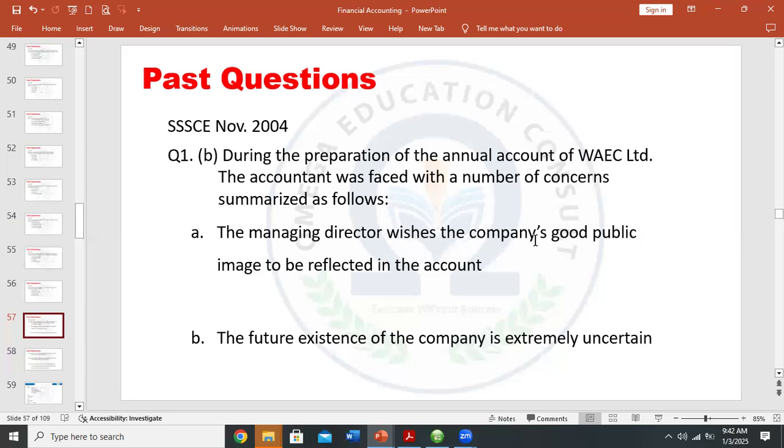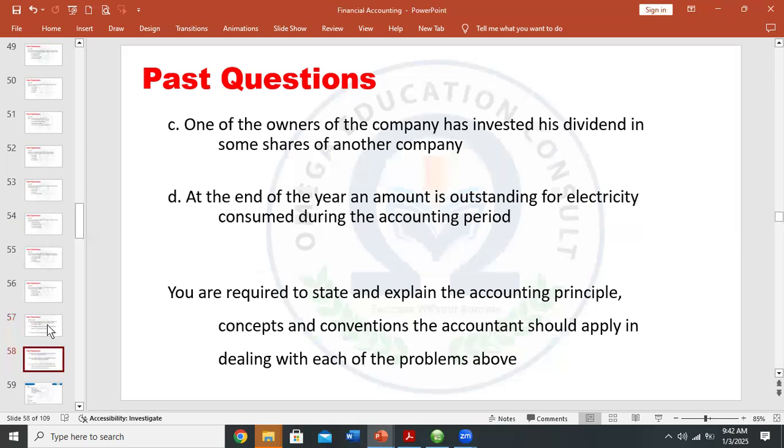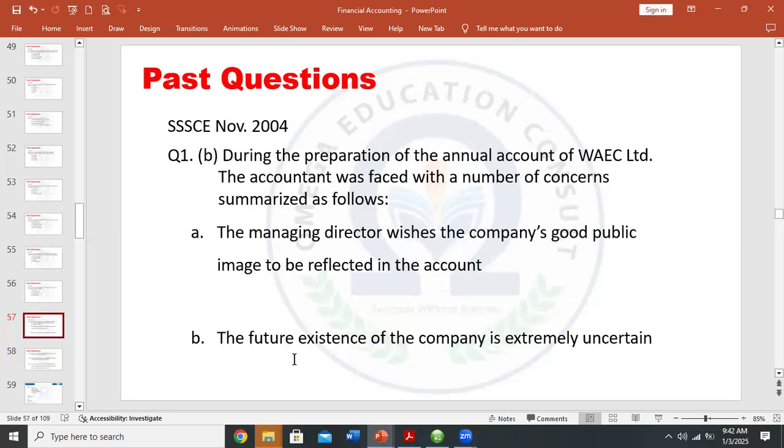Okay, let's look at the B. The future existence of the company is extremely uncertain. So which concepts speak to existence of a company? Going concern. Okay, so for the B is correct, going concern. We'll come back to the A, unless you have an answer. I was thinking maybe periodicity. Okay, we'll come back to that.